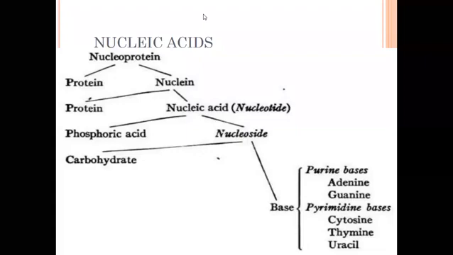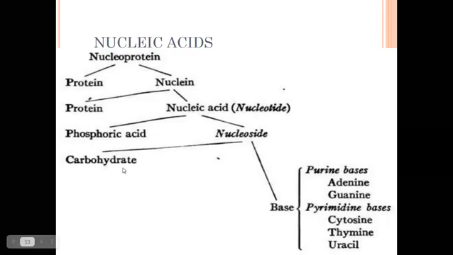Nucleotides mainly contain two major components. They are phosphoric acid and nucleoside. Phosphoric acid and nucleosides are present in the formation of nucleic acid. Then nucleoside again contains two major components. One is carbohydrate and the second one is nitrogenous bases.